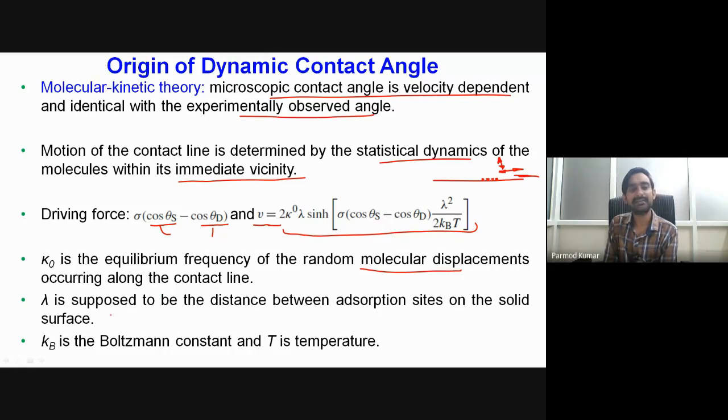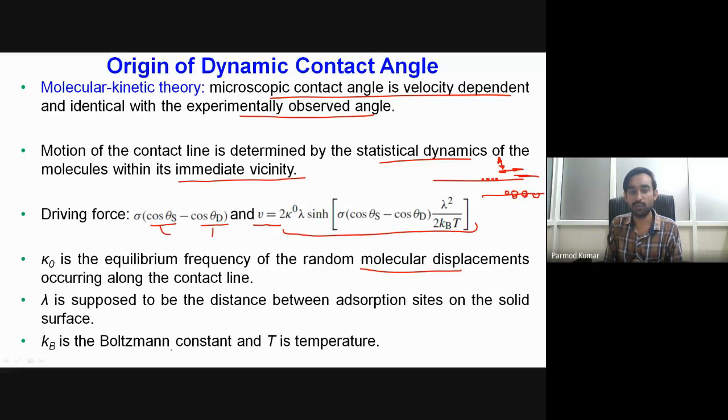Okay, and lambda is supposed to be the distance between the adsorption sites on the solid surface. So now what we do on this solid surface, we can consider that we are having a number of sites to which our molecules can come and stick. So for example, if one molecule is over here, our contact line is over here. This molecule will be going from here and will be sticking to this adsorption site. Then as our contact line further advances, it will be sticking to this contact site. So lambda is a measure of the distance between the adsorption sites over the solid surface.